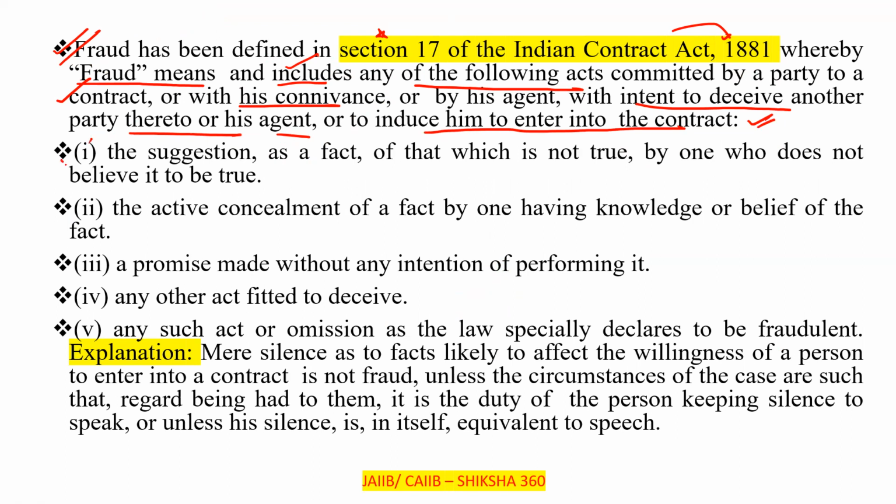Further, what are these things? First, the suggestion as a fact of that which is not true by one who does not believe it to be true. Second, the active concealment of a fact by one having knowledge or belief of the fact. Third, a promise made without any intention of performing it. Fourth, any other act fitted to deceive. Fifth, any such act or omission as the law specially declares to be fraudulent. Clear? Any such act or omission which is declared fraudulent by the law comes under this. All the 5 points come under this.